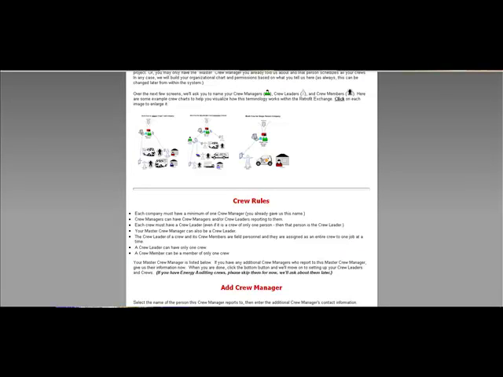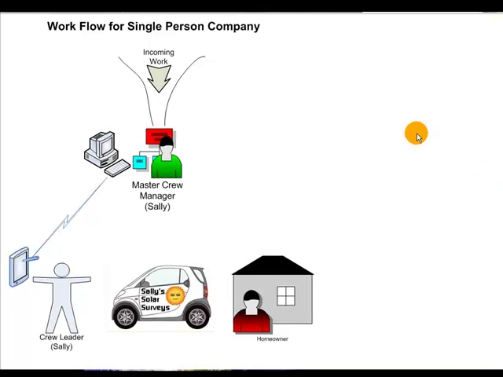You'll see that these graphics are relatively small on the screen here, but if you click on one of them, it'll bring up an enlarged image that you can see, in this case, the single flow for a single person company.